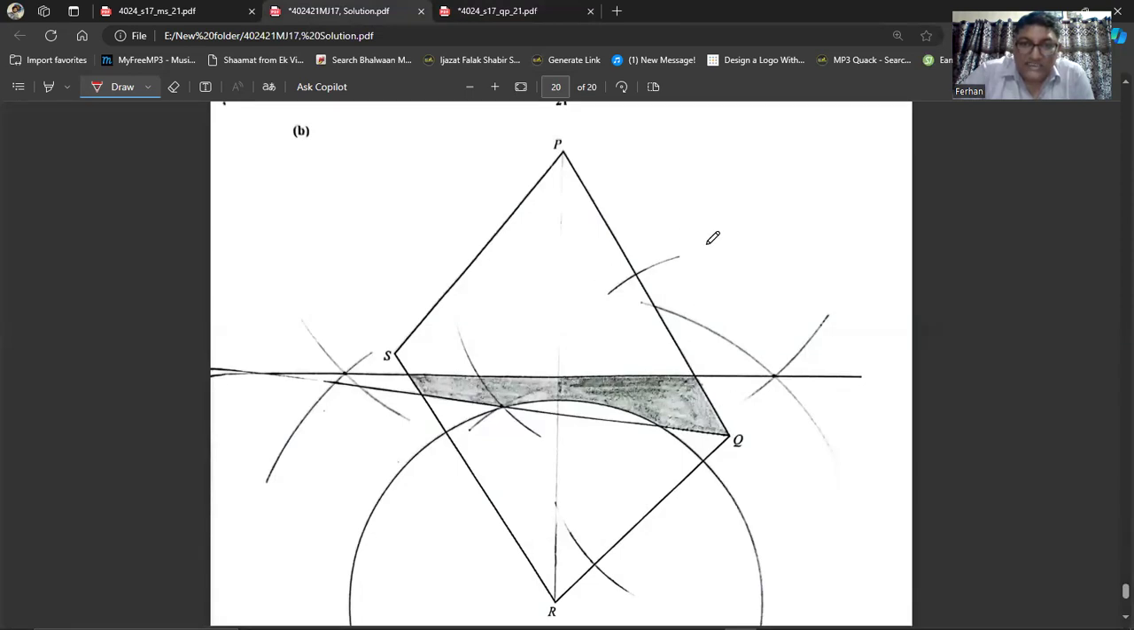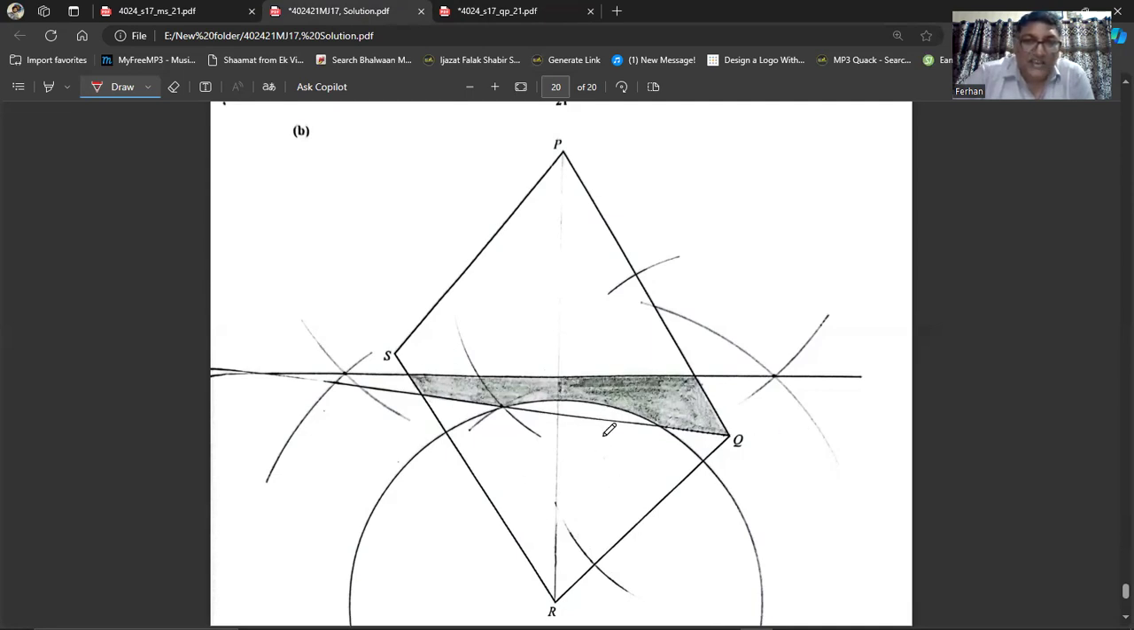I draw an arc on this arm of that angle. Then I put my compass here, draw an arc here, put my compass here, draw an arc here. Join where these arcs intersect each other with this Q and prolong it. This is the angle bisector.